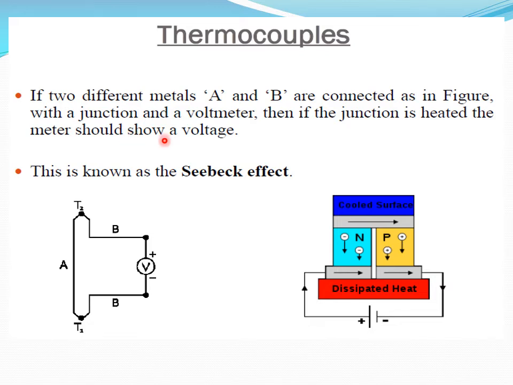If the junction is heated, the meter should show a voltage. If there is a temperature difference between the two junctions, one kept at low temperature and one kept at high, this temperature difference will create a voltage. This phenomenon in physics we call the Seebeck effect. Basically, these two junctions are one cool surface and one hot surface.